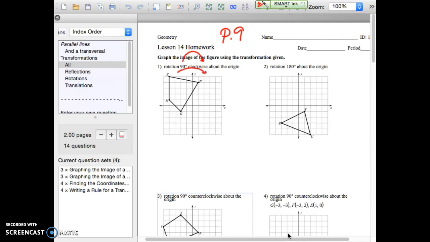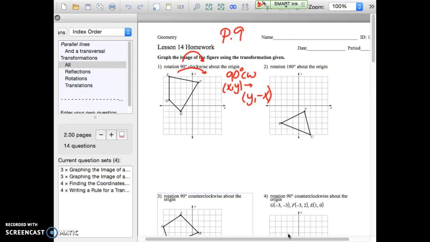And again, you can use patty paper. You can trace the shape. I have it out for you if you need it. It's at the back table. You can trace the shape and do that. Or you can just look at the coordinates. So the rule for a 90-degree clockwise rotation is that (x, y) is going to go to, you're going to flip the coordinates, and the x is going to change sign.